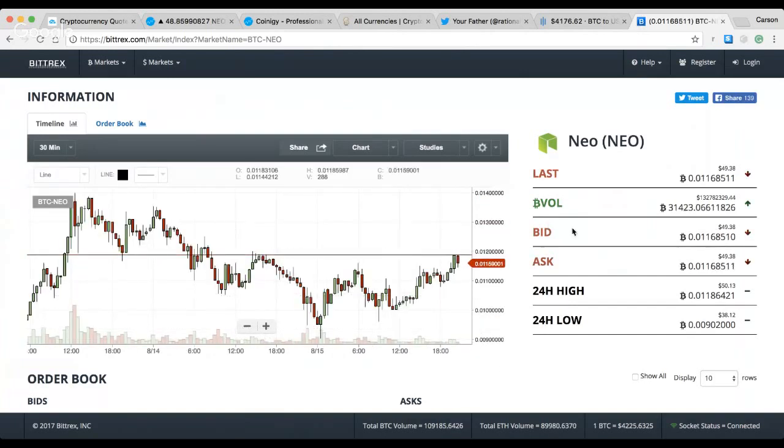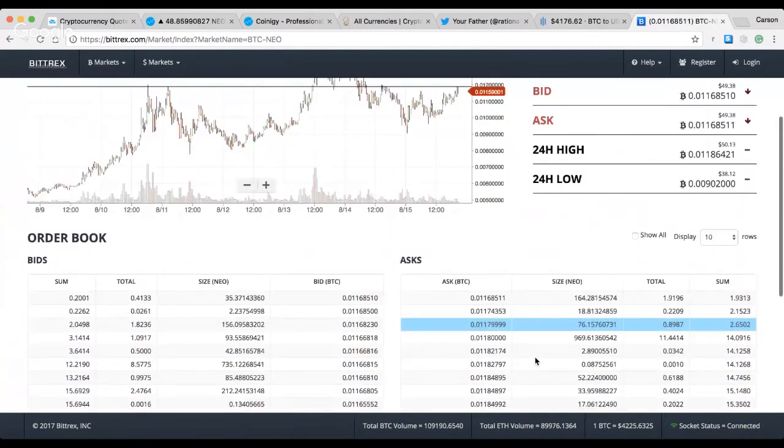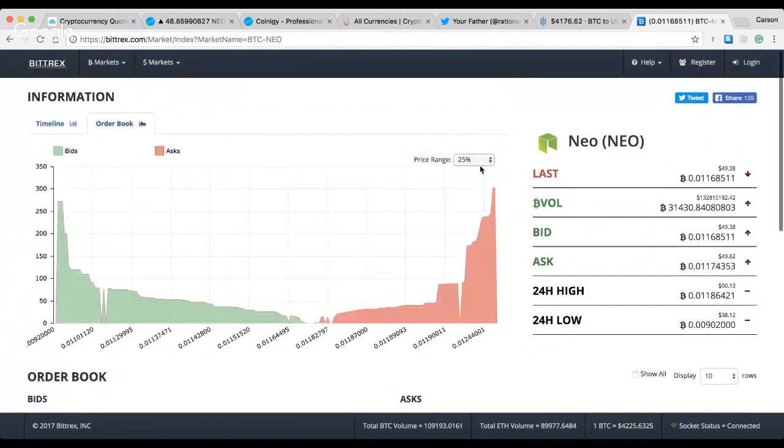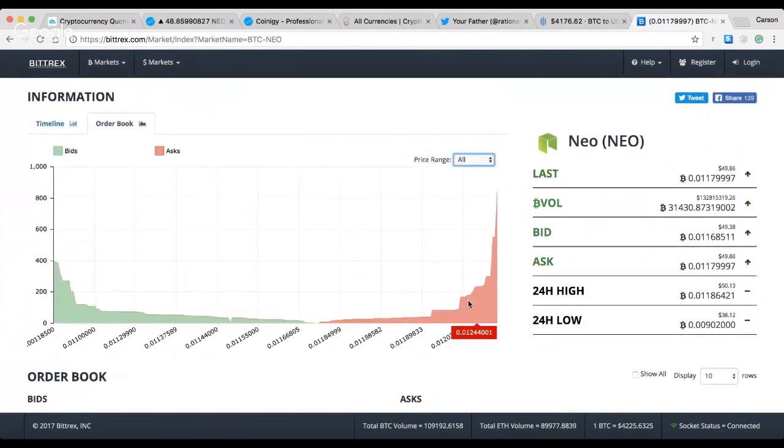Yeah, it was at 118. I mean, it's getting close to breaking it. I might have to jump in. We'll have to wait and see. We'll know in the next few hours.